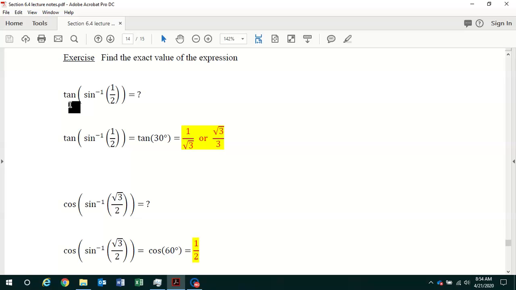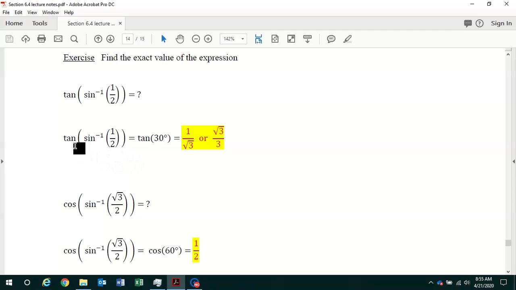So we have to evaluate the tangent of the inverse sine of 1/2. What's that composite equal to? Well, the outer function is the tangent function, so we know the answer is going to be a number, right? Because the tangent function, you input an angle and it outputs a number. Well, the inverse sine of 1/2, from page 3 of your note packet, is equal to 30 degrees or pi over 6 radians.